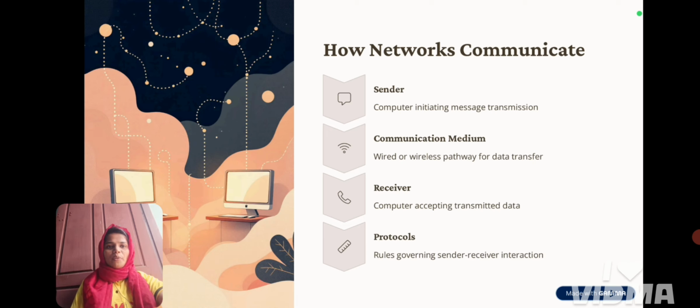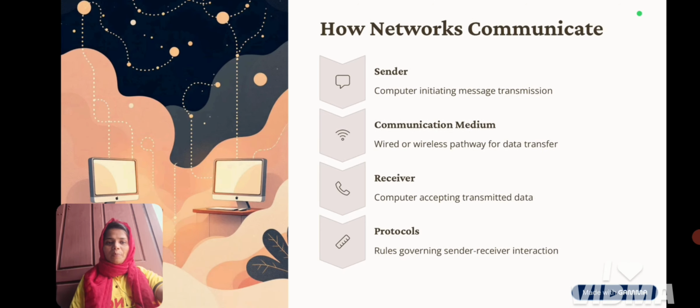The sender is the computer initiating message transmission. Another example: if I want to send a hi message to my friend, I initiate the message, which is hi, and I send it through my mobile. So my mobile is the communication medium, I am the sender, and the person who receives that hi message is the receiver. And to send that message, there are some protocols in networking. For example, if I am sending the hi message to one person only, then some specific type of protocols are set at the receiver's point and my point to send that information.